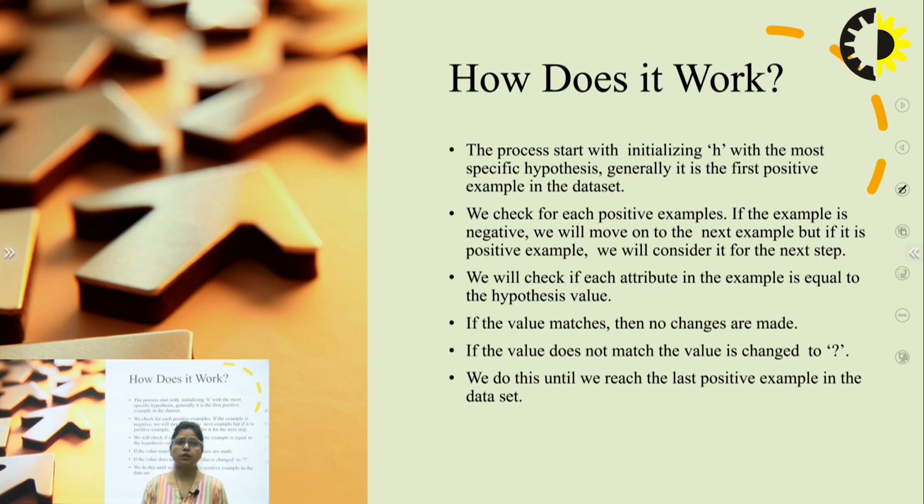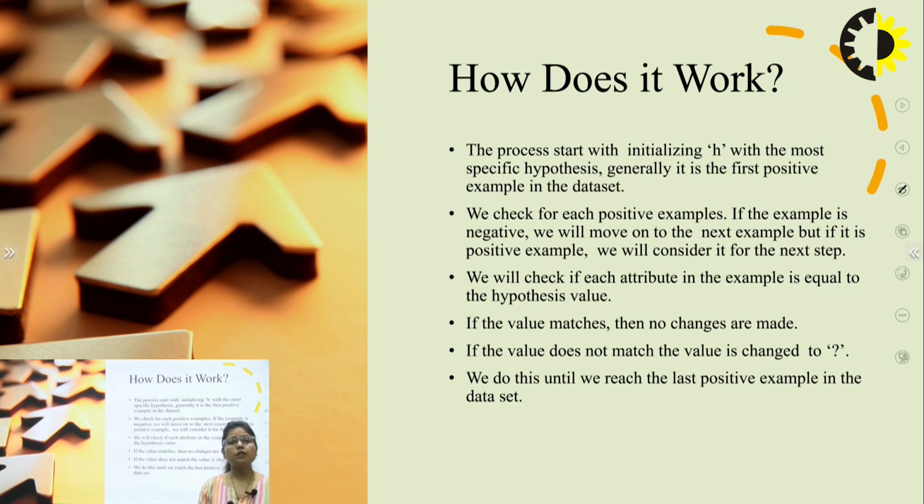How does it work? The working of this algorithm is that the process starts with initializing h with the most specific hypothesis. Generally, it is the first positive example in the dataset. We check each example. If the example is negative, we move on to the next example, and if it is positive, then we consider it for the next step.